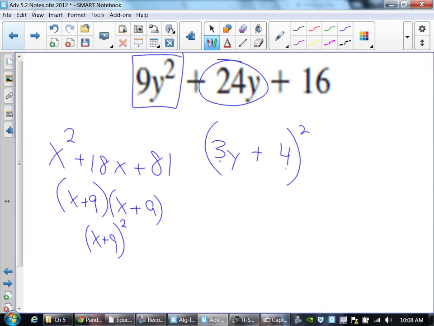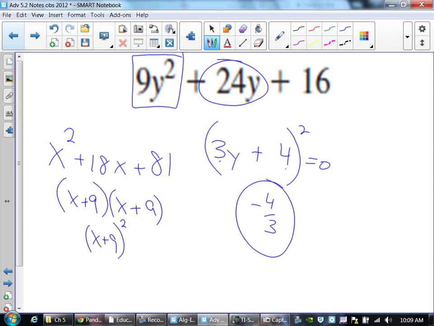So is 24 the answer? No. Your answer is (3y + 4) squared. Yes, see how we got the 4. If you set this equal to 0, that means your solution would be just negative 4/3. You'd only have one zero here because it only touches the x-axis at one spot. Since you have that same term repeated, you only get one zero out of it.